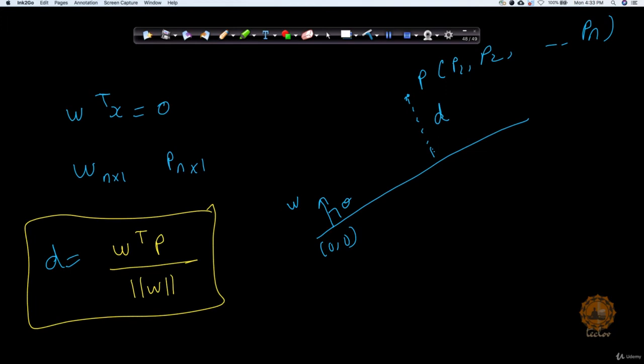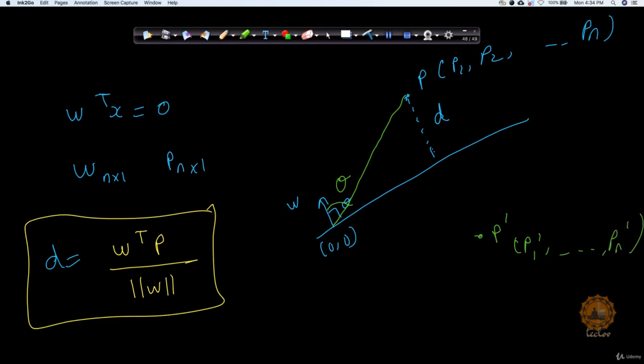Now on the other hand, if you look at the angle between them, this is going to be theta between both of these. Now let me ask another question. What if this point P is here instead of this? Let me call this P dash, so P1 dash till Pn dash. Let's say this is my point now.